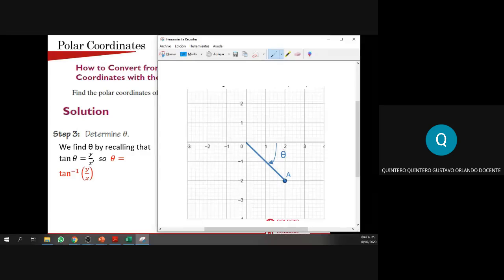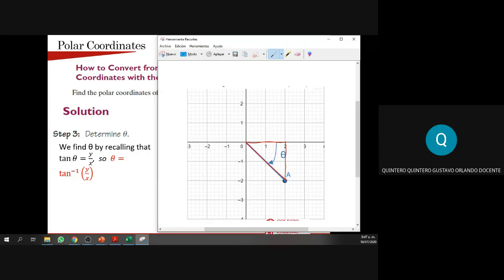Let me do it here. In this triangle, oof, that was awful, sorry. Again. In this triangle there. In this triangle there and there.